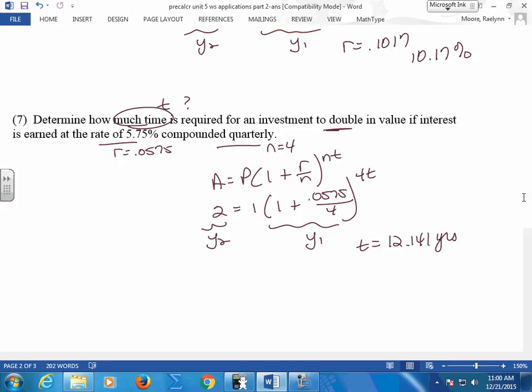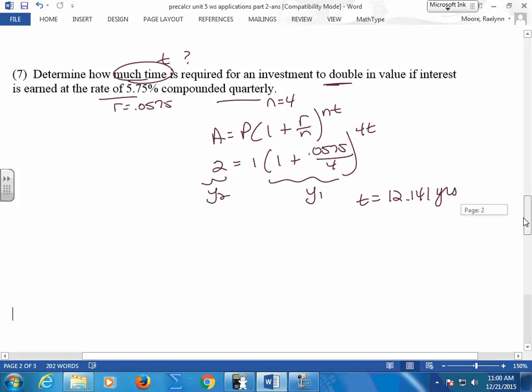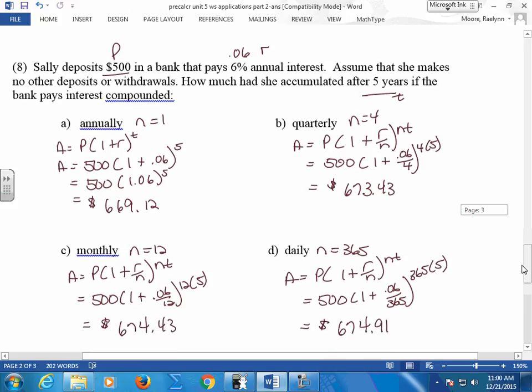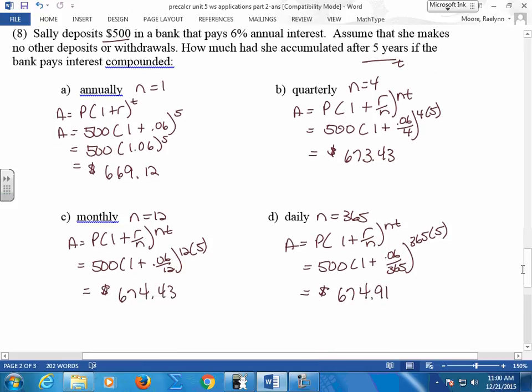Is everybody comfortable with the calculator? Are you getting more at ease with the calculator, changing your windows? Okay. And again, do your intersect. Don't do a trace. Do an intersect. And then these guys, you're just putting your money in and watching it compound again.